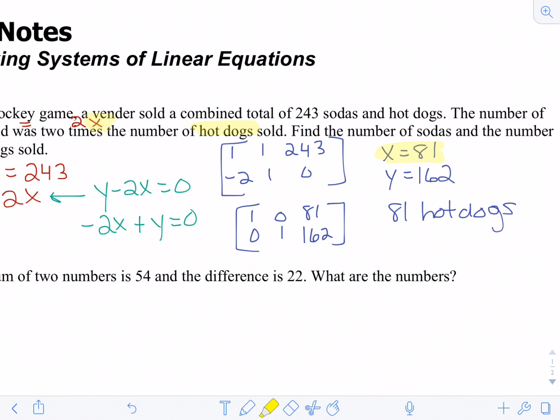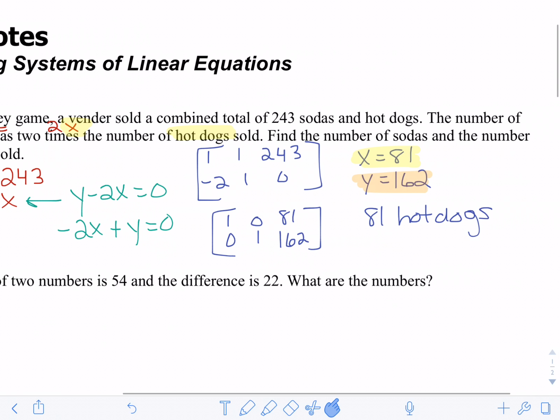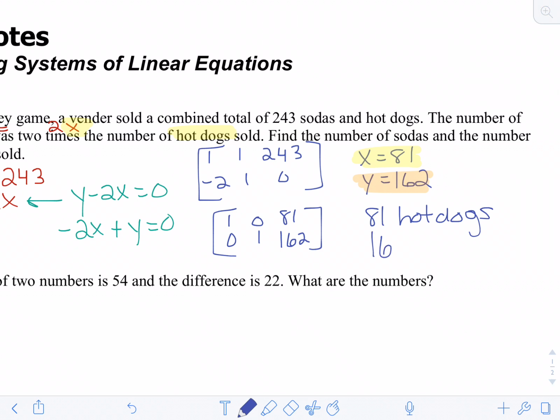And the other one that we had, y is equal to 162. Well, if you look back in the problem, what we had labeled as y were the sodas. So back over here, that means you sold 162 sodas. And you can even double check: add up those two numbers. They give you 243. Did you sell twice the number of sodas as you did hot dogs? Well, 81 doubled is 162, so that is correct.